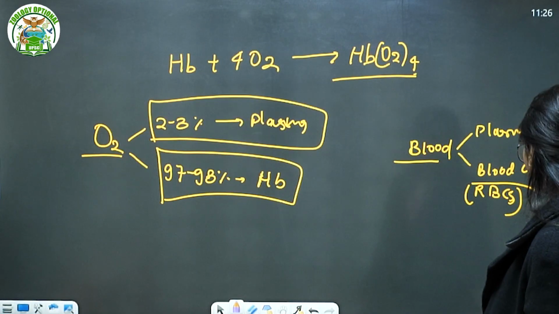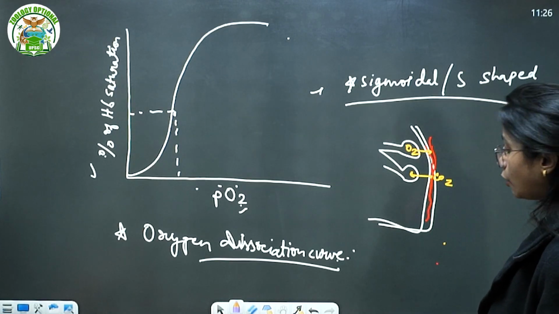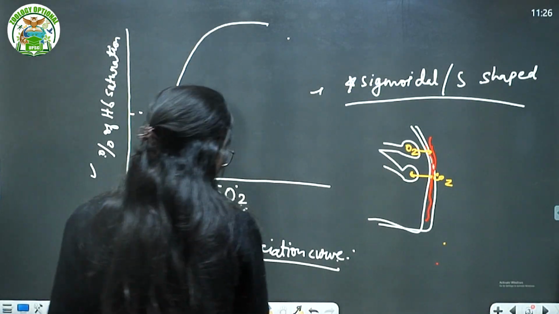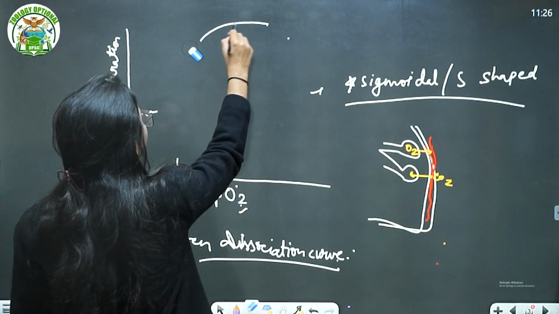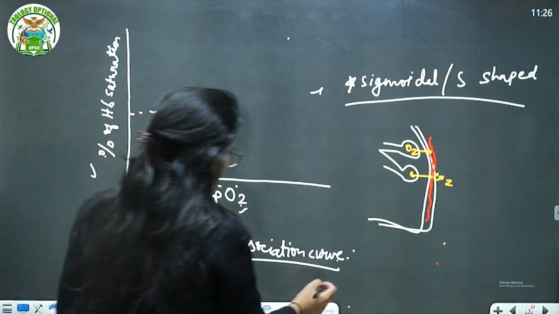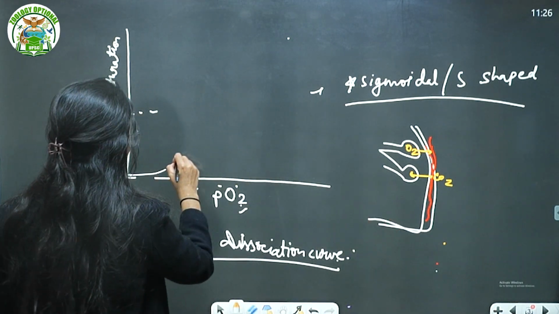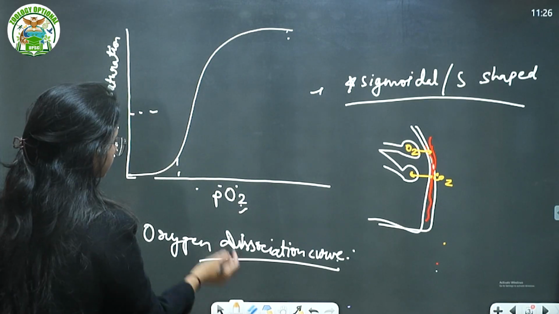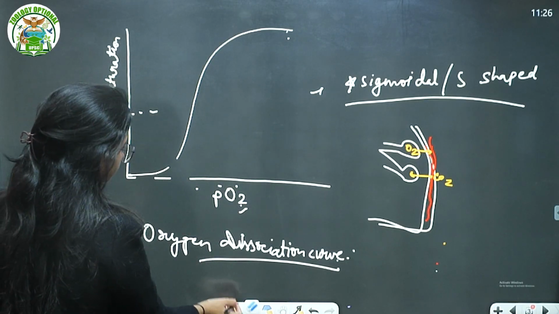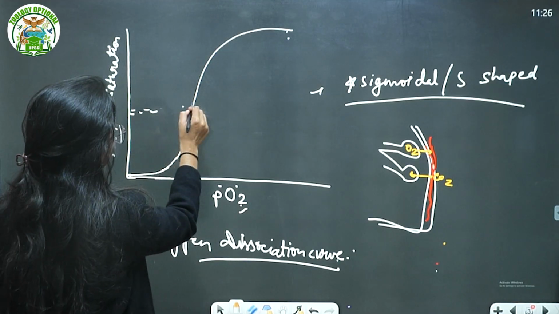Okay, so if we want to see in the graph how the graph will shift, we need to draw a little bit here. Just wait. It can be better, right? This is a sigmoidal curve.